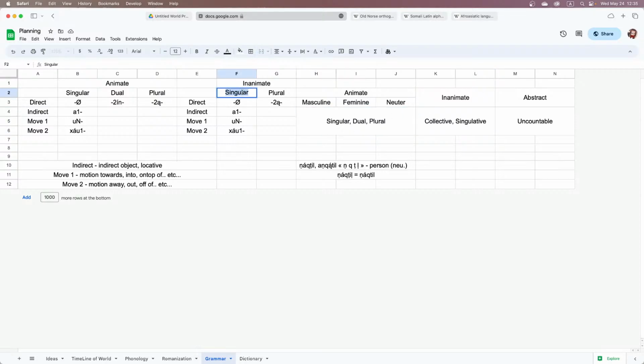Okay, so I feel like I've been overusing collective singulative in my conlangs recently, but it is quite an unusual feature for a lot of English speakers, and I just quite like them. So I think the case marking.